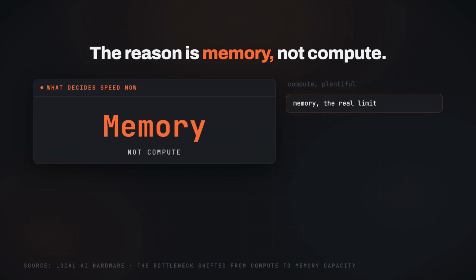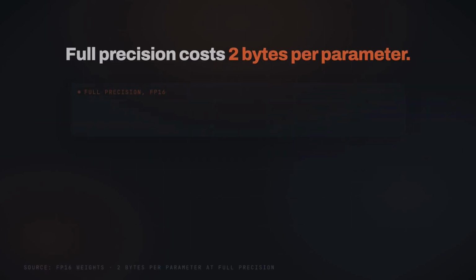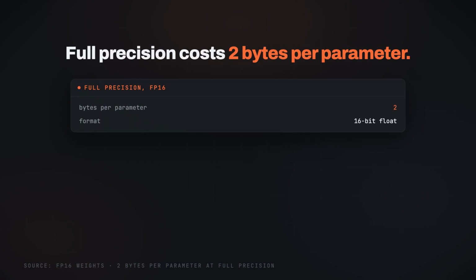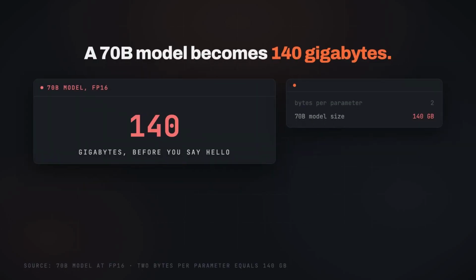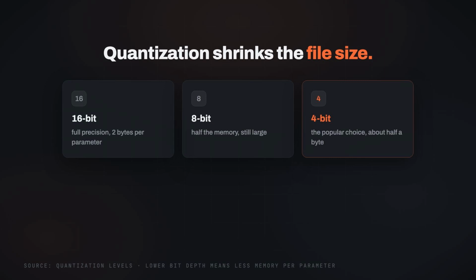So let's do the math that decides everything in local AI. A model stores its knowledge in parameters, and each parameter takes space. At full 16-bit precision, that is 2 bytes per parameter. A 70 billion parameter model is 140 GB before you even say hello to it. So quantization compresses that. At the popular 4-bit level, you need roughly half a byte per parameter.